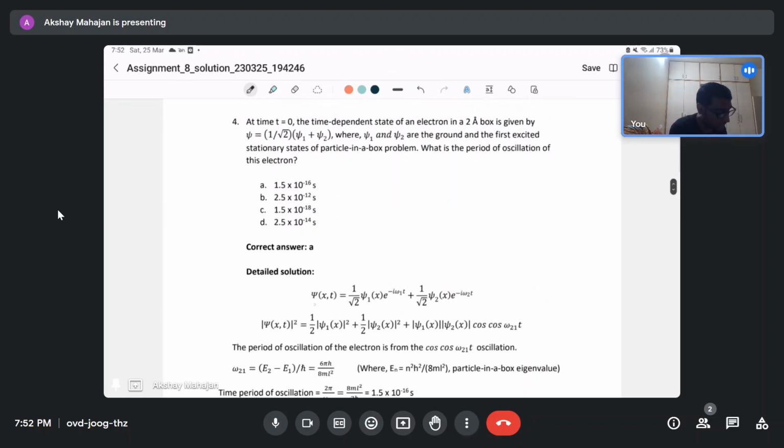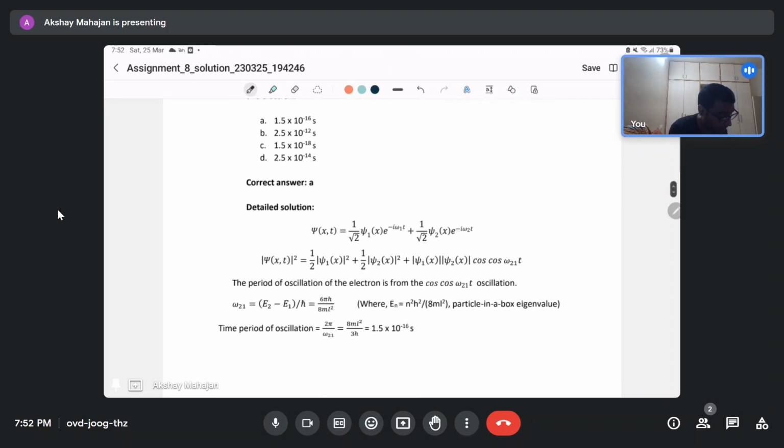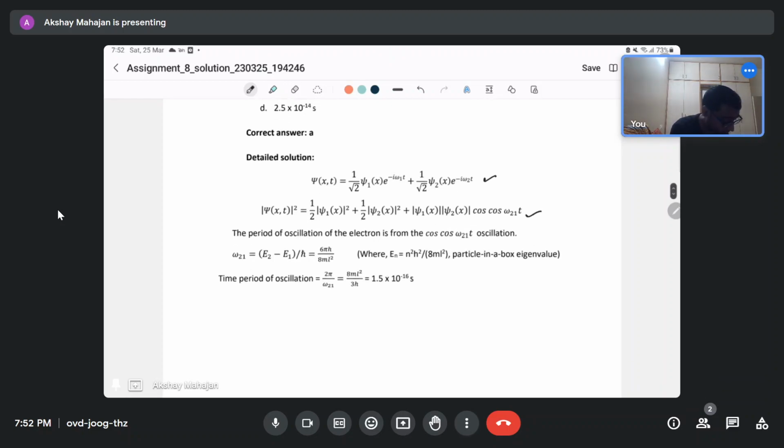So psi x comma t, if we are given psi, then we can write psi x comma t as 1 by root 2 times psi 1 x plus psi 2 x with their time factors, and the mod of psi squared will be given by this, and you can write it in this cosine form.